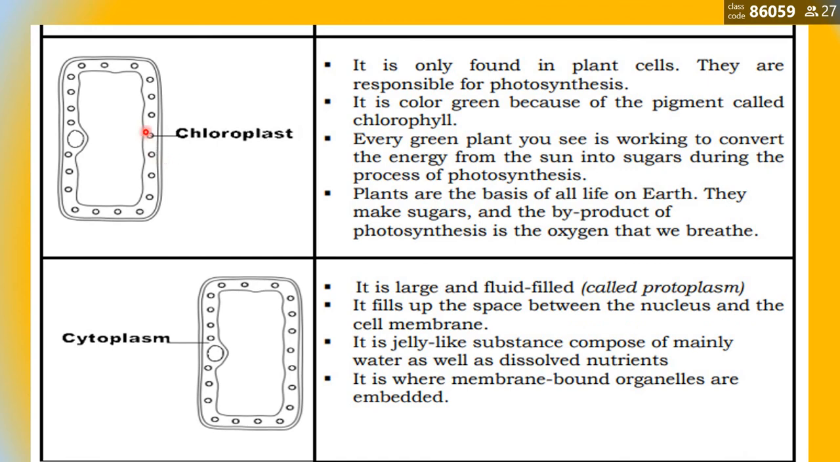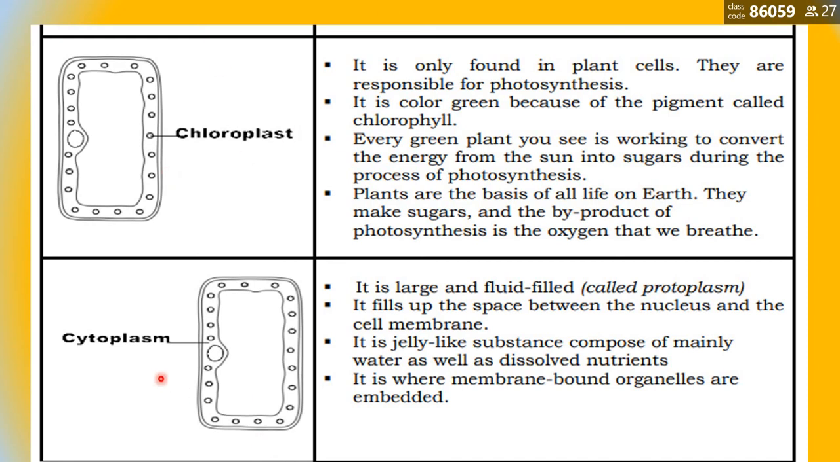The next one is the chloroplast. It is only found in plant cells. They're responsible for photosynthesis. It is green because of the pigment called chlorophyll. Every green plant you see is working to convert the energy from the sun into sugars during the process of photosynthesis. Plants are the basis of all life on Earth. We all know that. They make sugars, and a byproduct of photosynthesis is the oxygen that we breathe. So plants are very important for humankind.